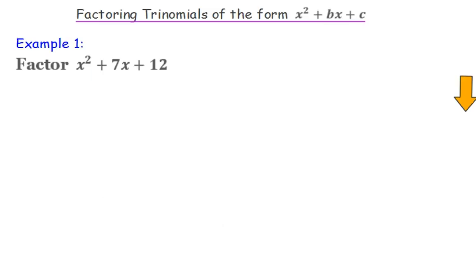Start with a pretty easy one right here. So you can go ahead and write this example down. We're first going to look at factoring trinomials that are in the form x squared plus bx plus c. Okay, so these are ones that don't have a leading coefficient. So there's not going to be a number in front of the x squared other than the 1 that's assumed that is there.